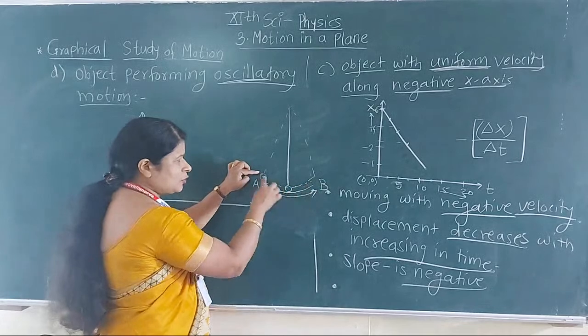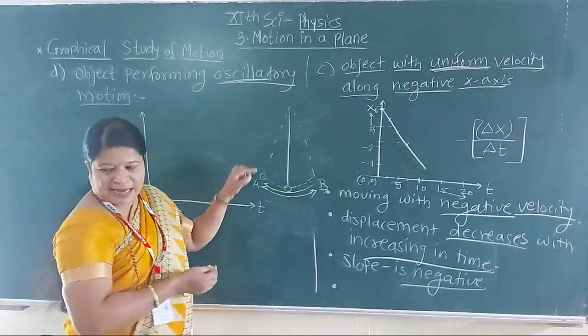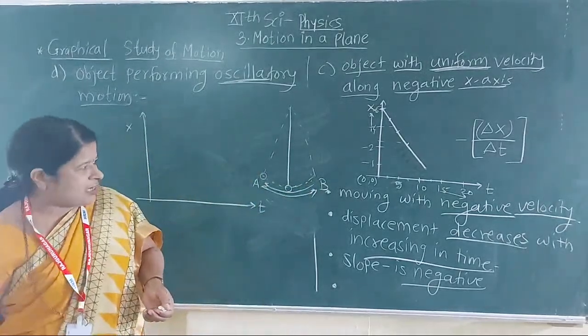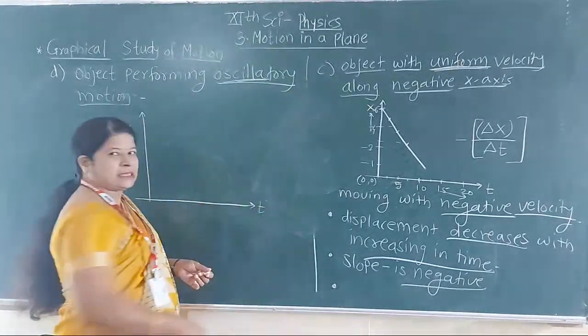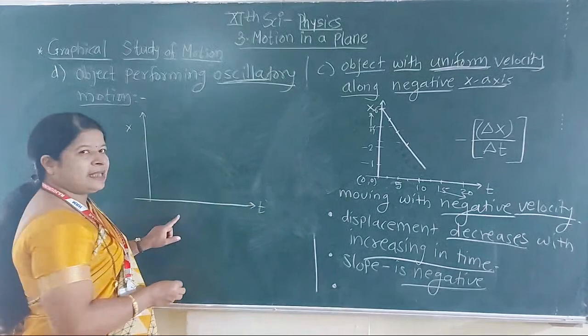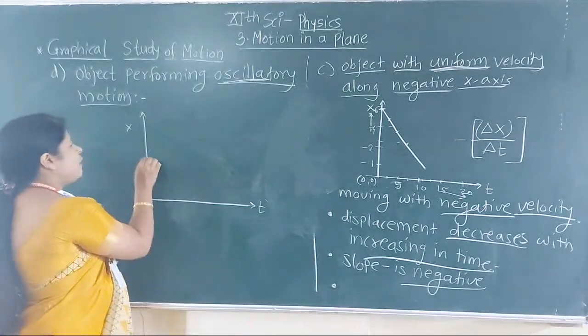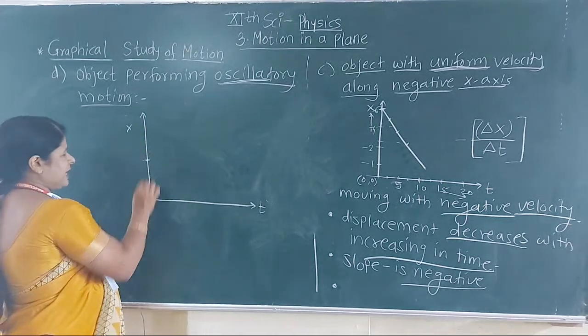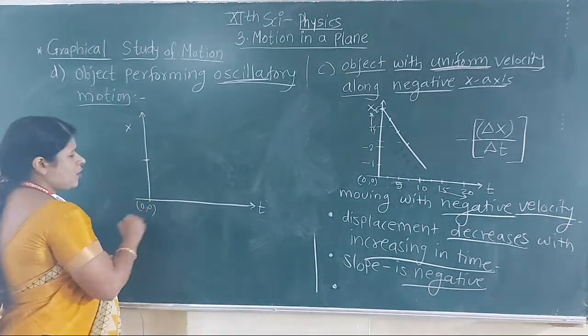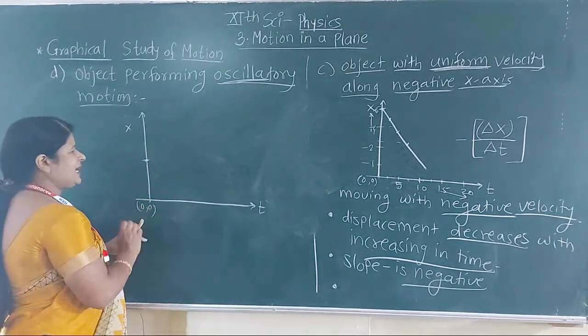This type of motion is called oscillatory motion, and that oscillatory motion is along the x and t axis. For example, the object is at this position. This is the origin coordinate of the x and t axis.